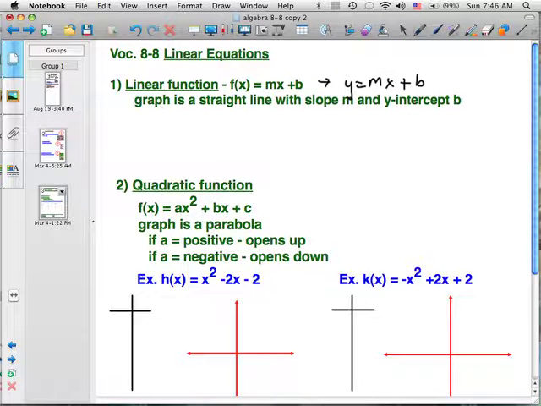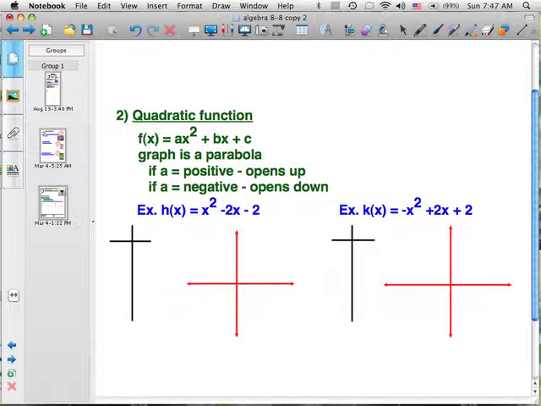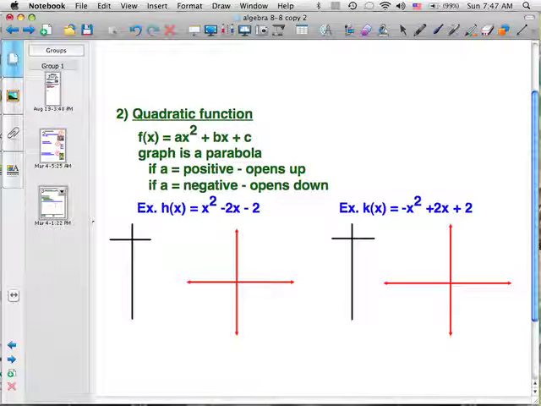The quadratic function creates a curve, a U-shaped curve that either opens up or down, and it's called a parabola. If the number in front of x squared is positive, it opens up like this. If it's negative, it will open down.